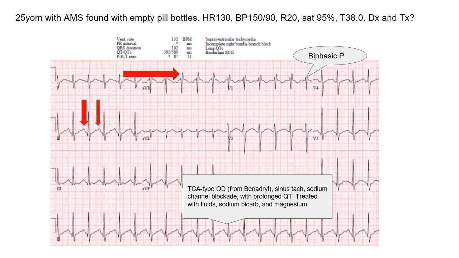And if you take too much Benadryl, lots and lots of Benadryl, you can get some sodium channel blockade from it. So look for that terminal R wave in AVR, and that could kind of lead you to the diagnosis.